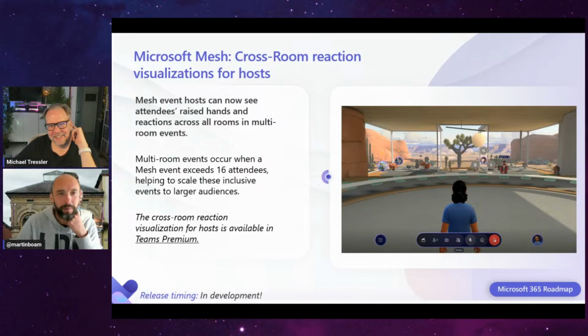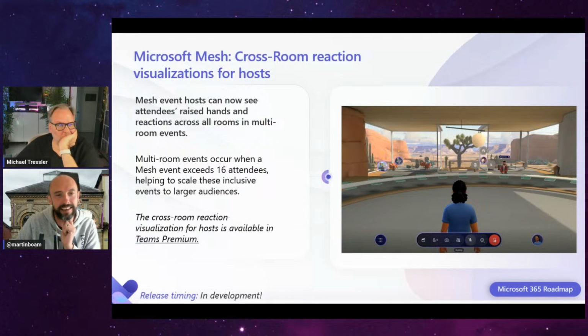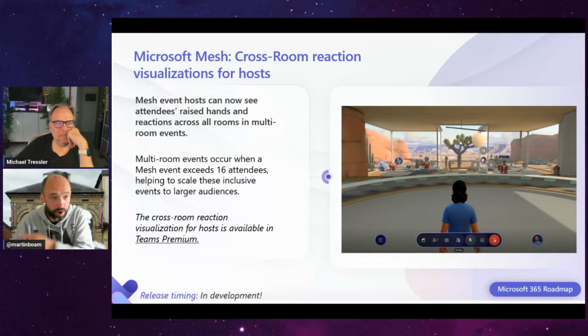I mean, I use a little bit, but cross-room reaction visualizations for hosts. I was like, what? So it says multi-room events occur when a mesh event exceeds 16 attendees. Oh, then it just spins up another virtual room for attendees 17 through 24. Yeah. So now the host can see the different rooms and can see attendees' raised hands and reactions. So I guess as a host, you can go into those different rooms and see if somebody needs you.